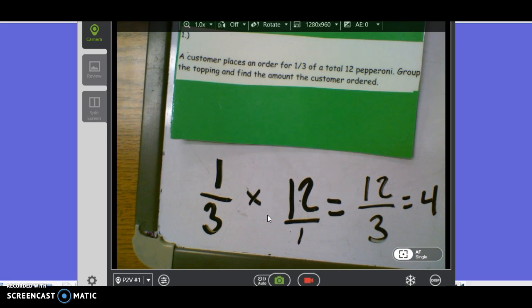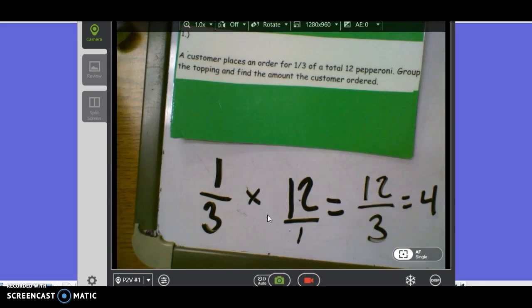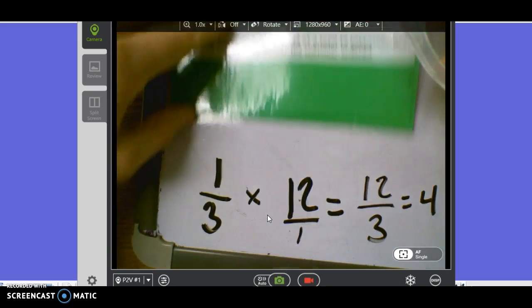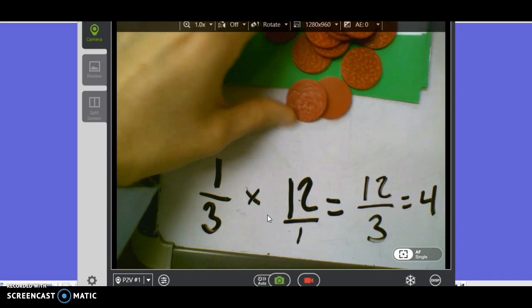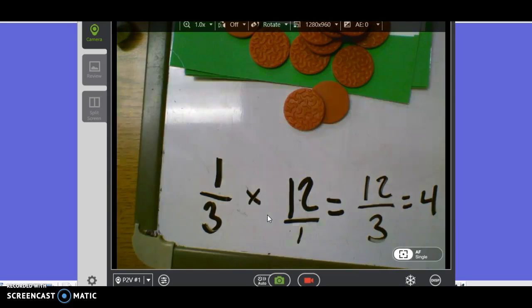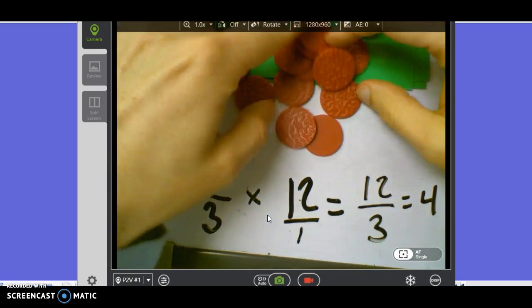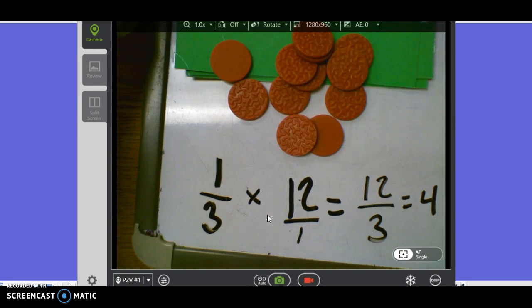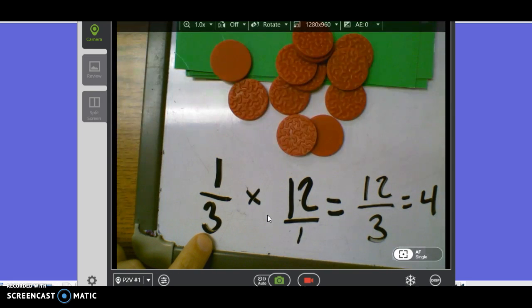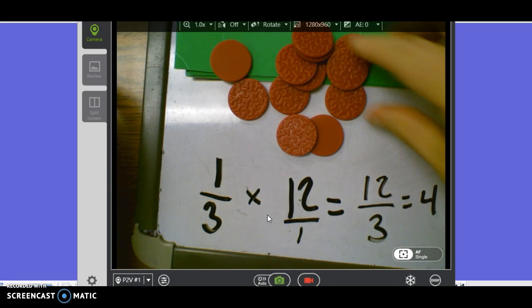However, why is this correct? Let's take a look at some actual pepperonis. Okay, I'll admit, they're not actual pepperonis. However, there are a full prepped 12 pepperonis that you are seeing on the screen right now. Our main focus is going to be right here, the denominator. It's very dominant because that tells you the total number that we are going to separate into groups.